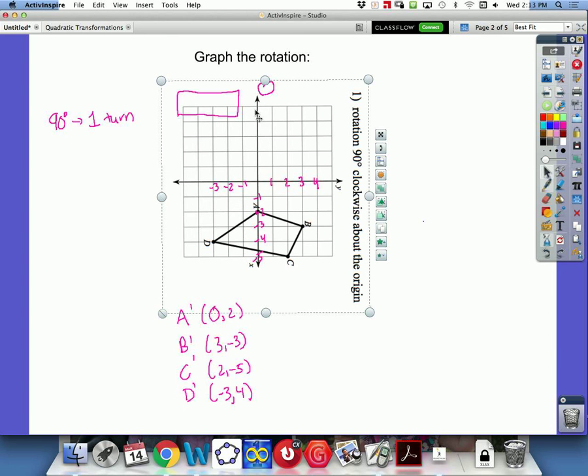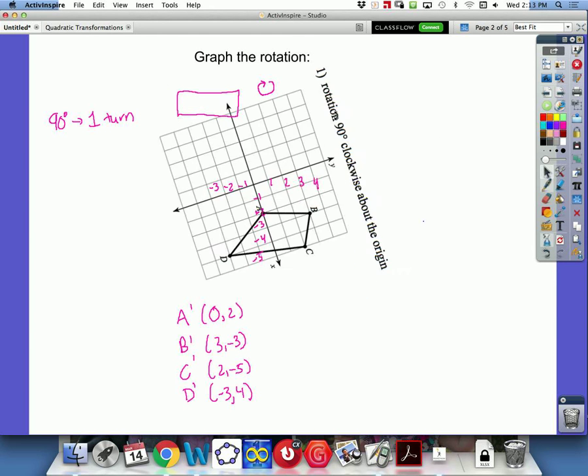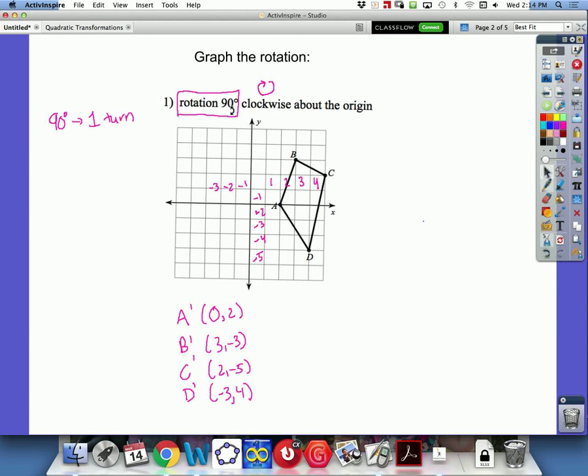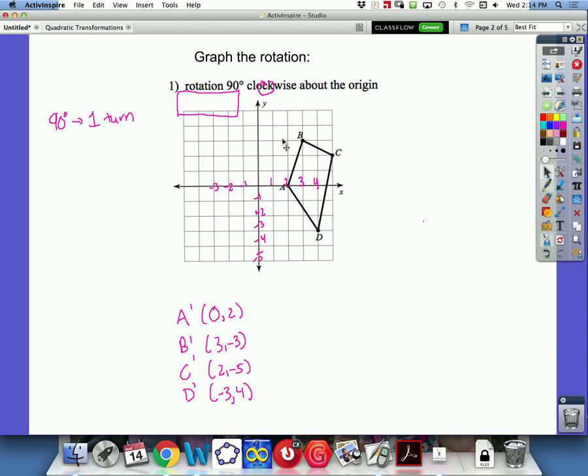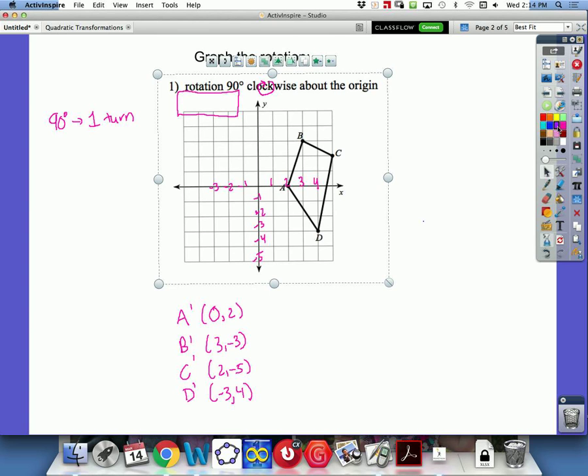Now I turn my grid, or in your case your paper, back to normal. We can line up with my other numbers there. And now I'm going to grab another color, and I know now where my new points need to be. My A prime was at 0, 2.